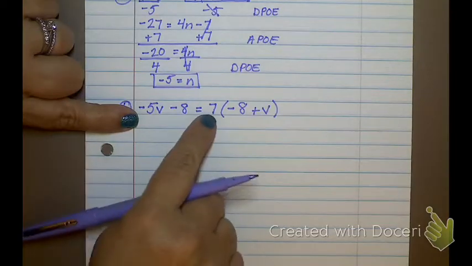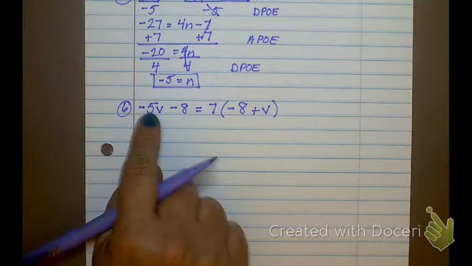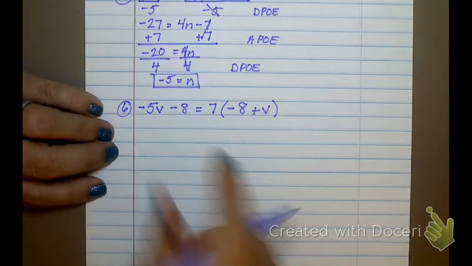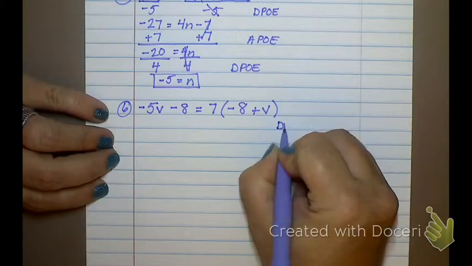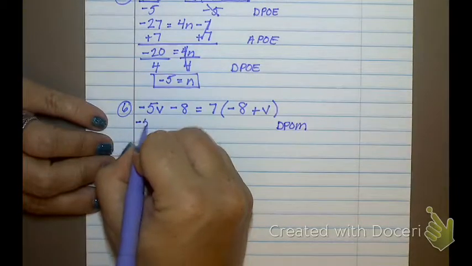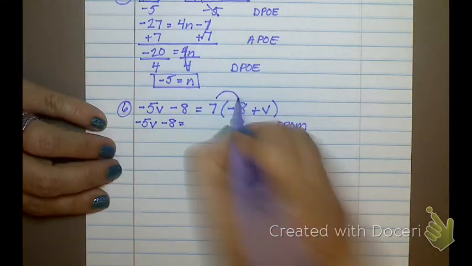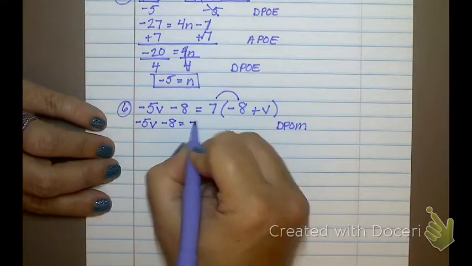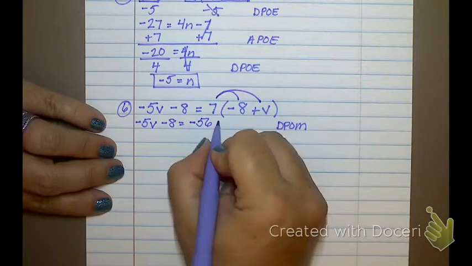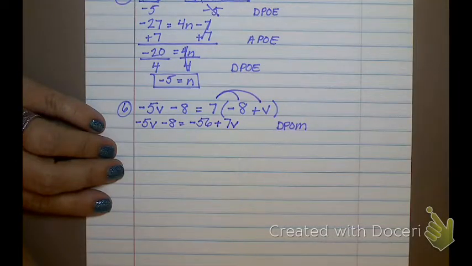Can I just divide by 7 like I did in the other problems? Because does 5 divide by 7? No. Does 8 divide by 7? No. So I can't divide, therefore I have to use my distributive property of multiplication. So left side we're going to keep the same. Negative 5v minus 8 equals, what is 7 times negative 8? Negative 56. And 7 times v? Now I don't have parentheses, so I can get my letters together.